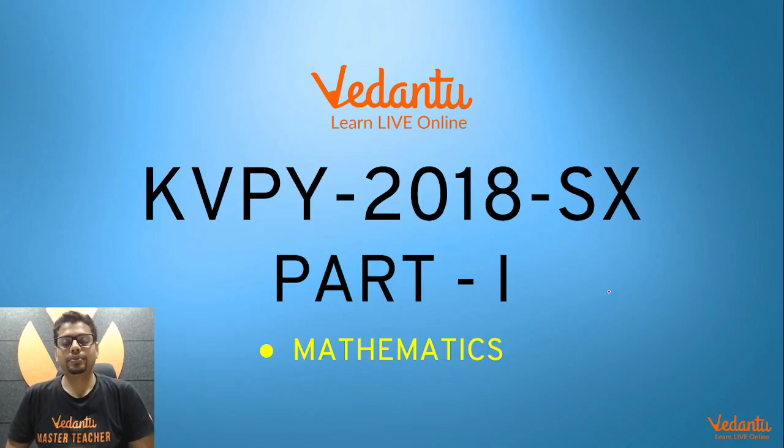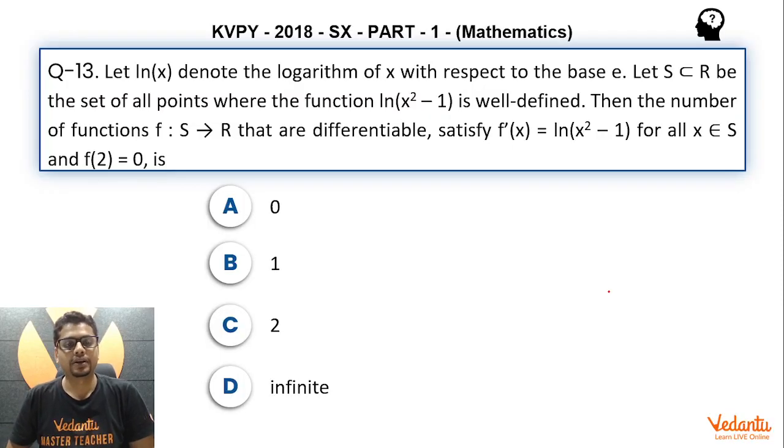We are discussing KVPY 2018 SX Part 1 Mathematics, and the question for this video is this. Let ln x denote the logarithm of x with respect to the base e. Let S, a subset of the set of all real values, be the set of all points where the function ln of (x square minus 1) is well defined. That means S is the set of all values of x for which ln(x square minus 1) is defined.